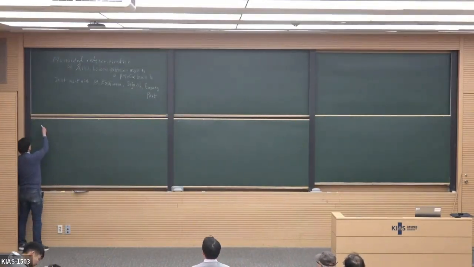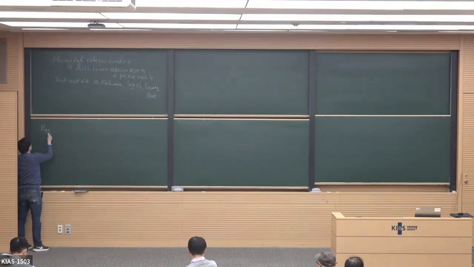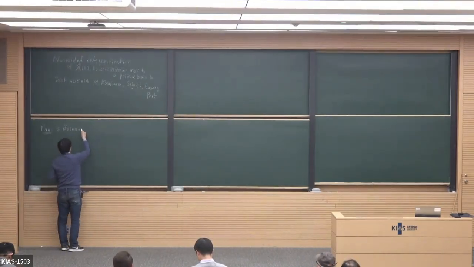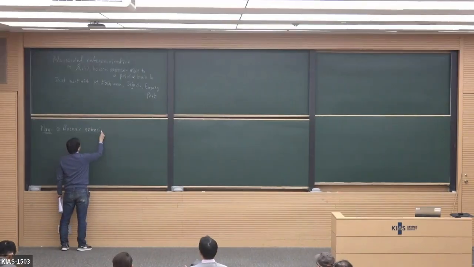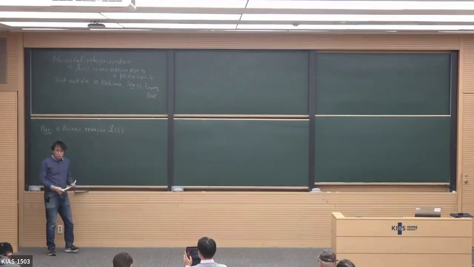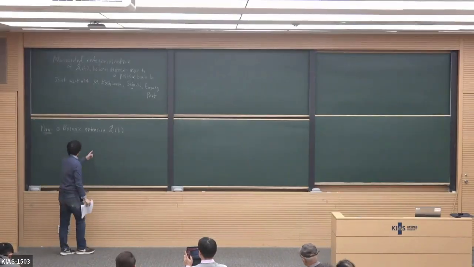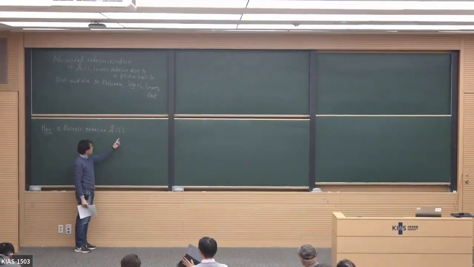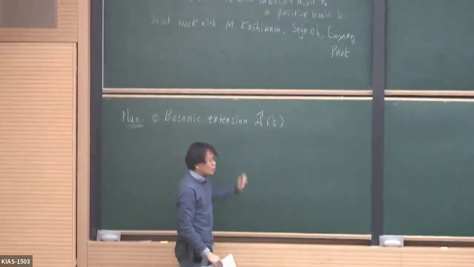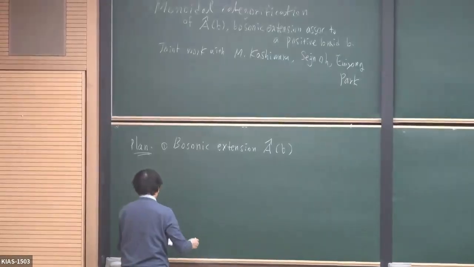Here's my plan for today. First, I need to define the bosonic extension, the algebra in the title, A hat B. Here B denotes the positive braid. This is an associative algebra: whenever we have a positive braid B, we will have some algebra A hat B.